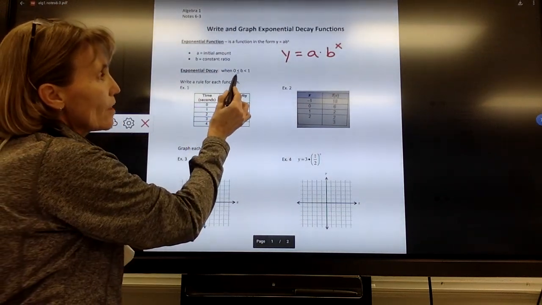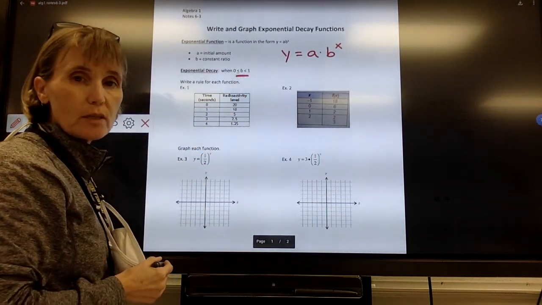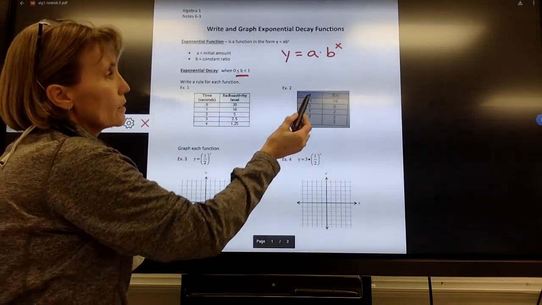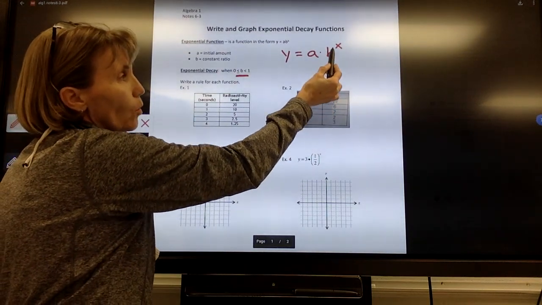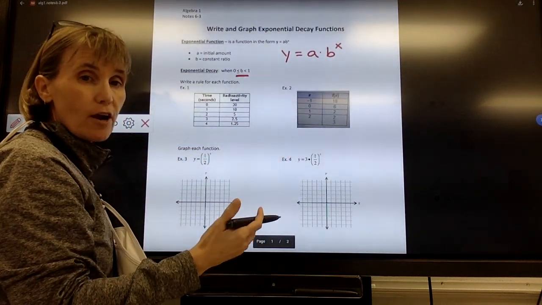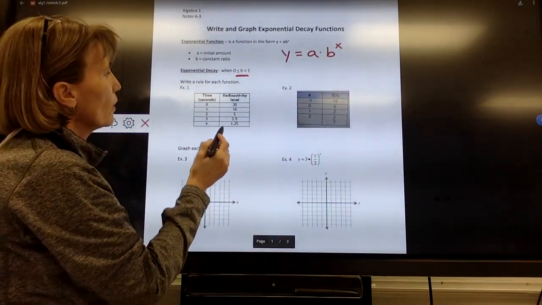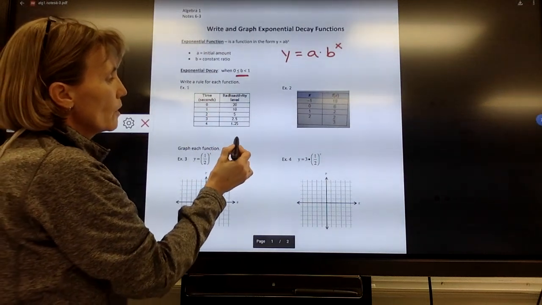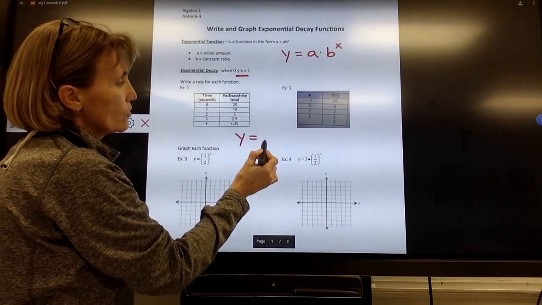A is still the initial amount in our equation, and b is our constant ratio. When it's decay, that b value is going to be a value between 0 and 1. So whereas in the previous section we had whole numbers here that were greater than 1, you're going to see fractions there. And when we have a fraction there, you're going to see what happens here in a minute.